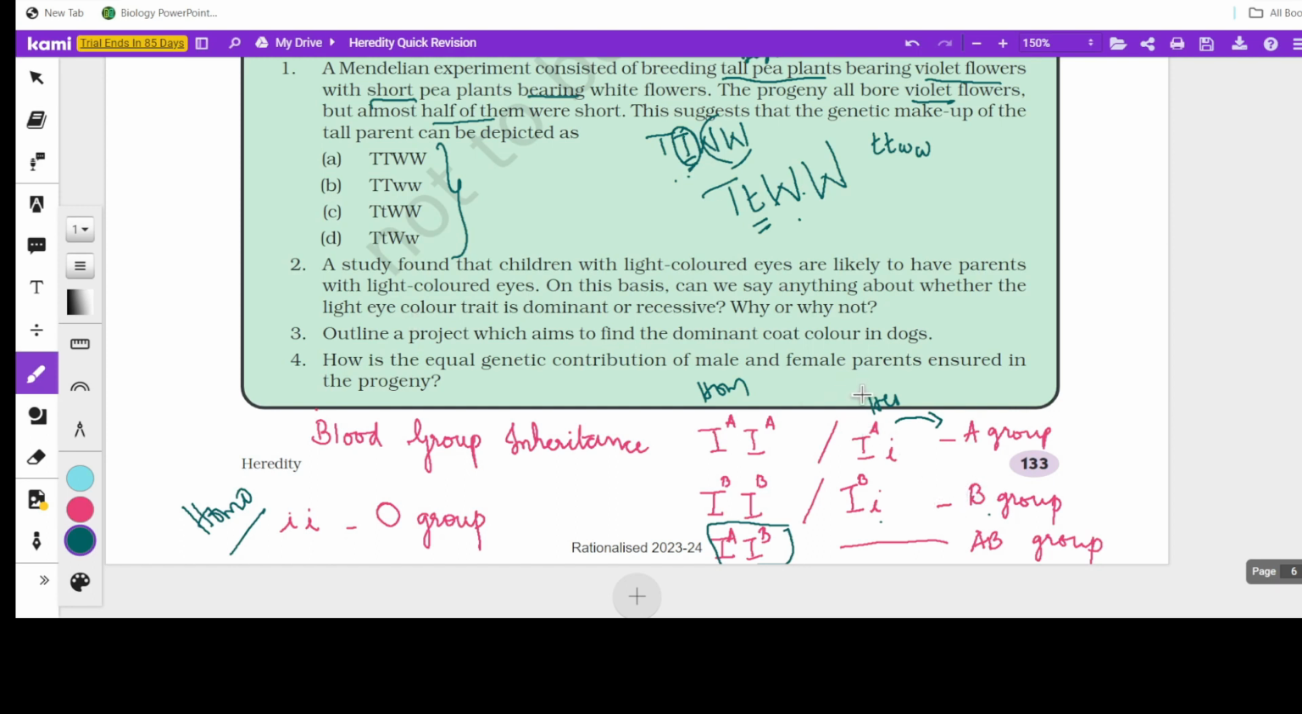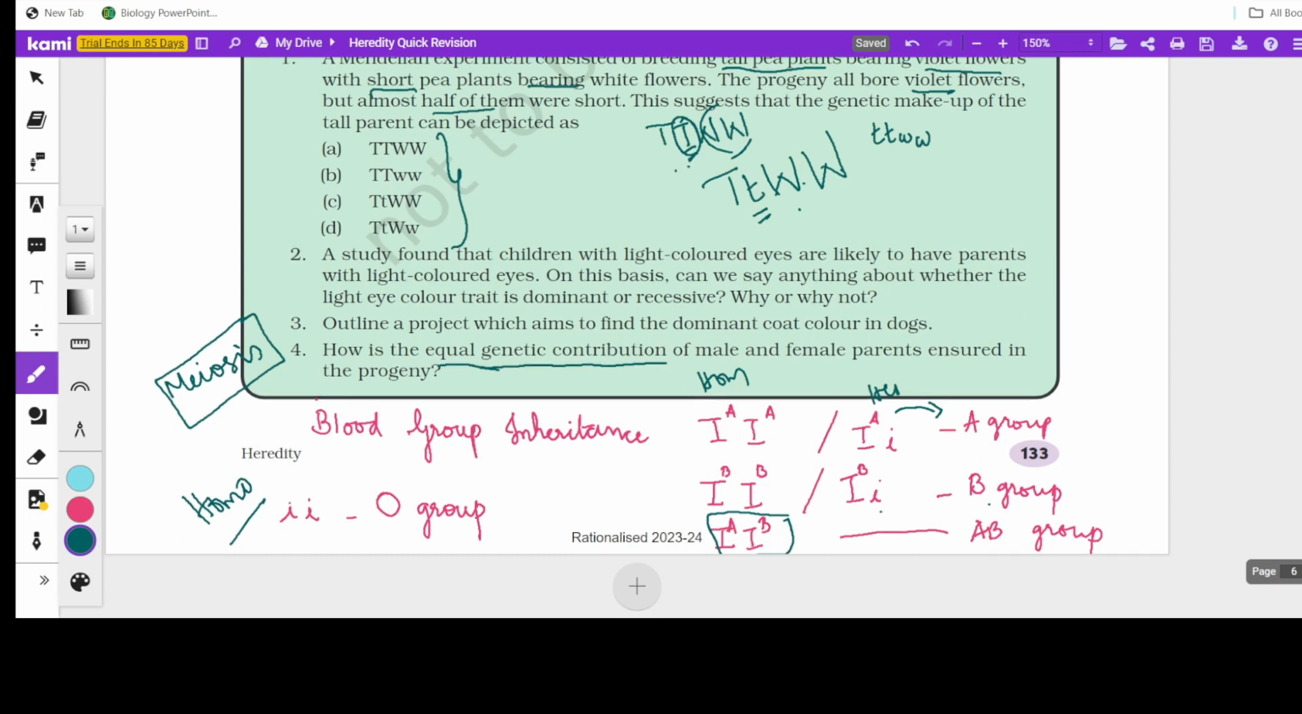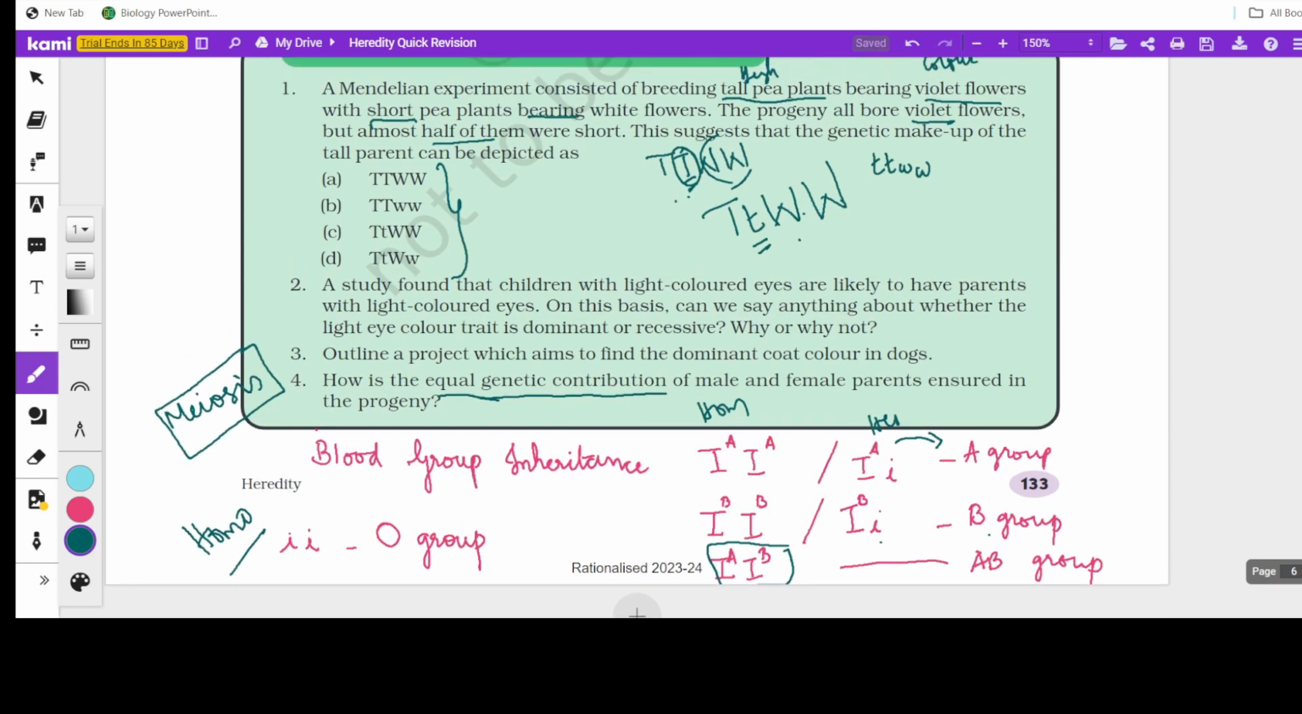Okay. Now, the next one. How is the equal genetic contribution of male and female parents ensured in the progeny? How? Equal genetic contribution, that is an equal number of chromosomes. We have said that it should undergo meiosis, so the number of chromosomes is maintained. So that is the answer to this question. Clear? I hope this part is clear.